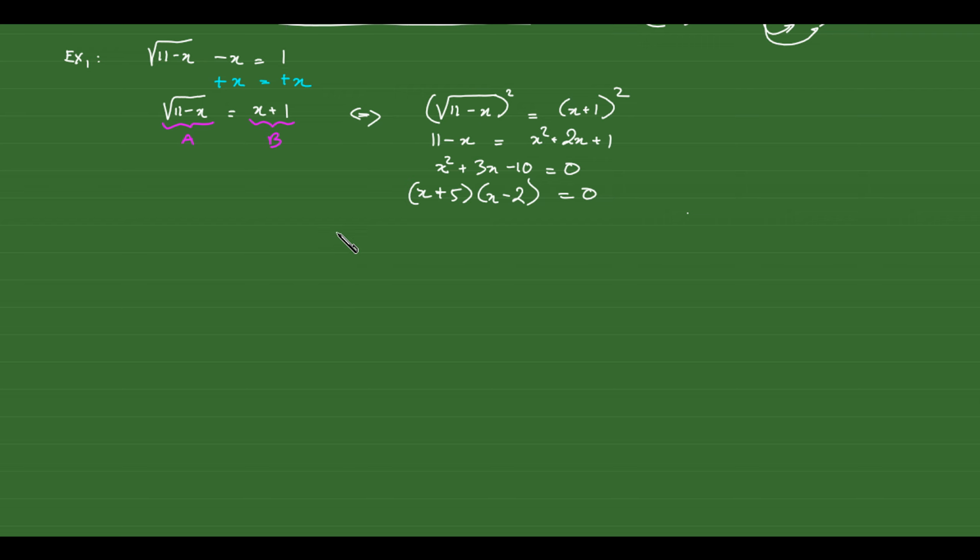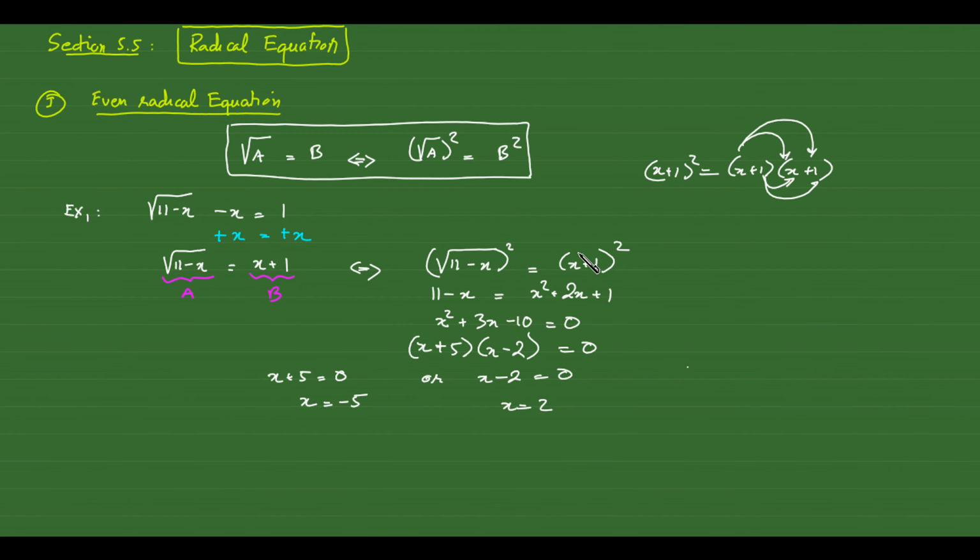And we can go ahead and split them out. Or x minus 2 equals 0. So you have two values, x equal to negative 5 and x equal to 2. So we have to go back and check which one is the solution.